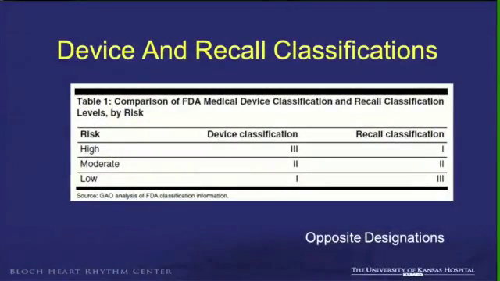When you look at the classification of devices, there are opposite designations of the complexity of the device as far as healthcare risk is concerned, and the recall classification. The most complex devices, like ICDs and pacemakers, are device classification 3, whereas the worst of the recalls is recall classification 1. So sometimes these terms may be confusing.